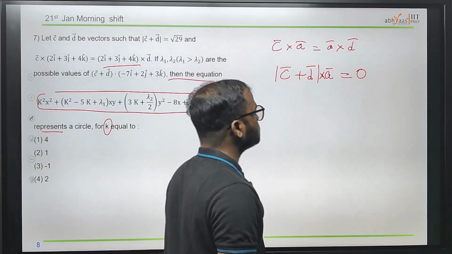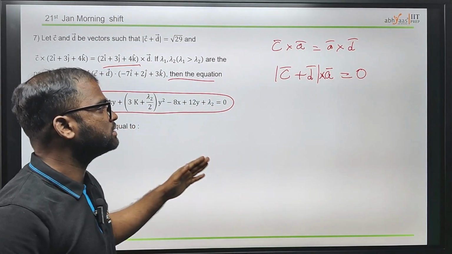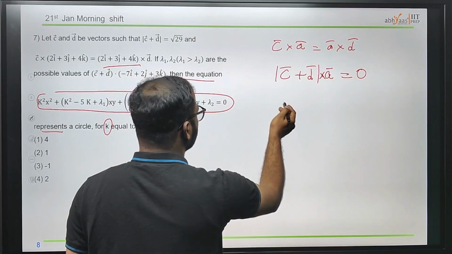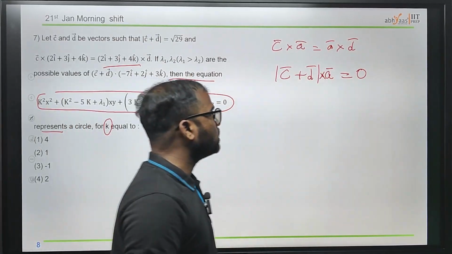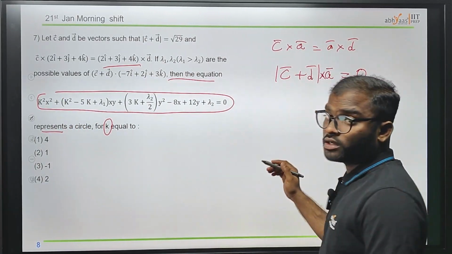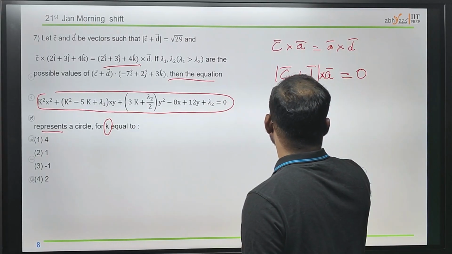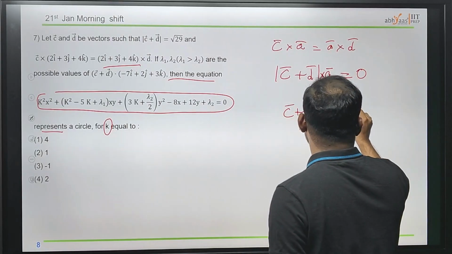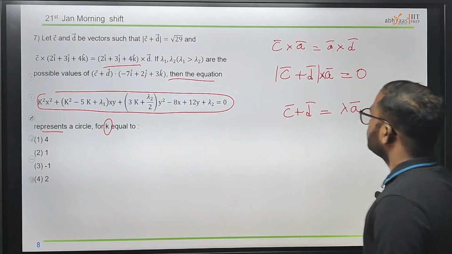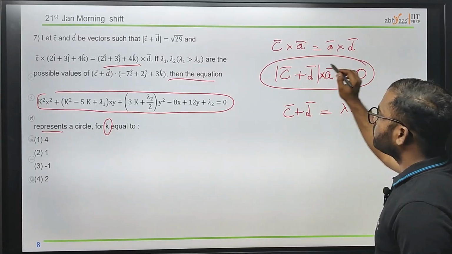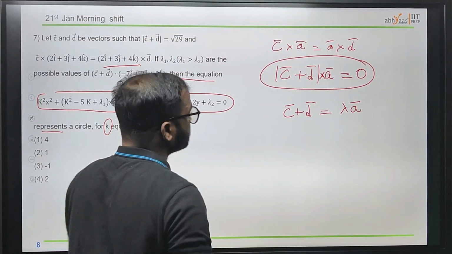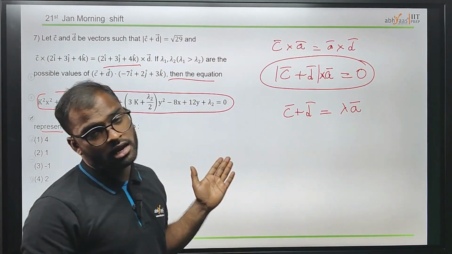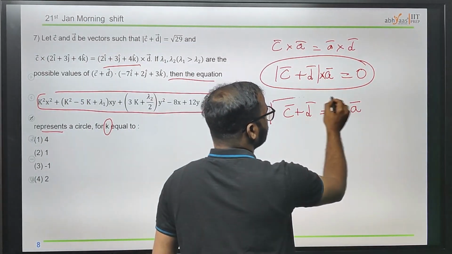Next, since this cross product is equal to 0, that means the two vectors are parallel to each other. I hope you understood. Therefore, from this, C plus D bar will be equal to lambda A bar, because when two vectors are parallel to each other, C plus D bar is equal to lambda A bar.